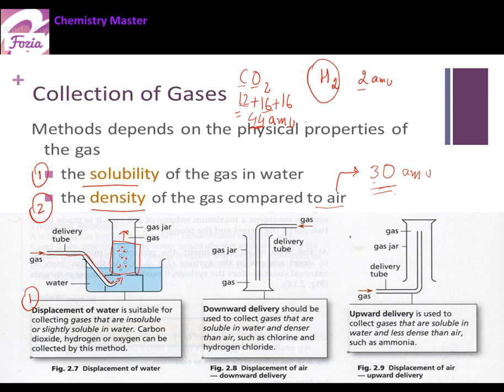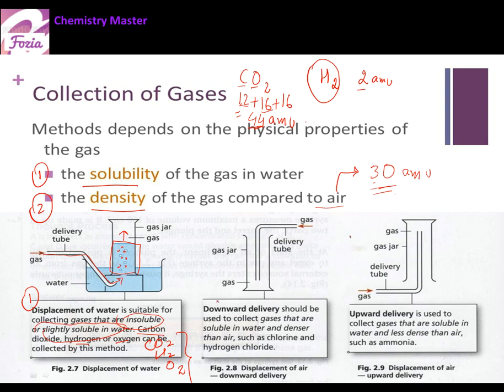The gas is displacing water to remove other impurities, and this is the method which is performed for the gases which are insoluble or very slightly soluble, because they can pass through the water medium without being consumed. So which gases are collected by this method? Carbon dioxide, hydrogen and oxygen. These are the gases which are insoluble and slightly soluble in water. That's why they are collected in the chemical experiments using displacement of water method.